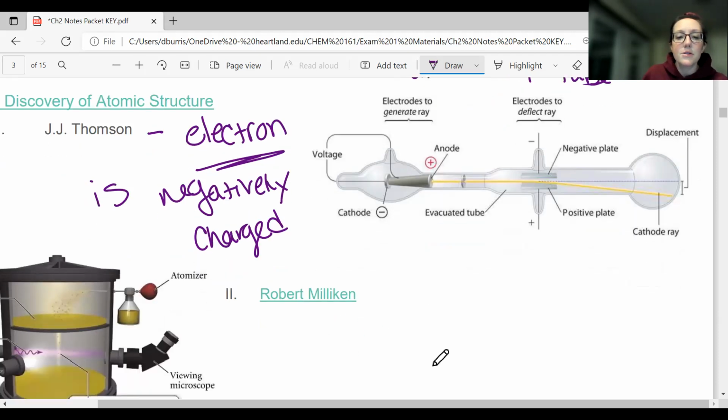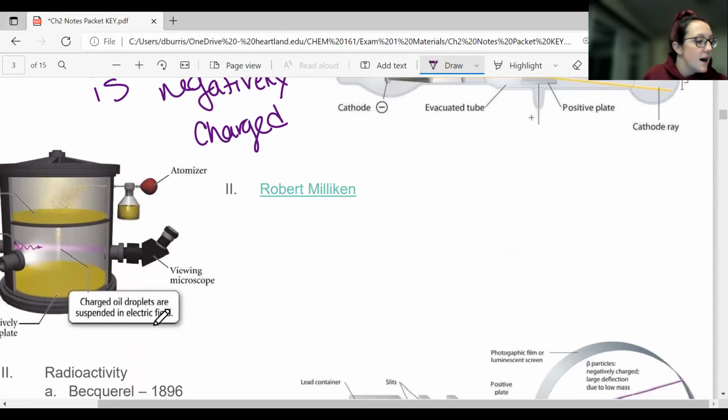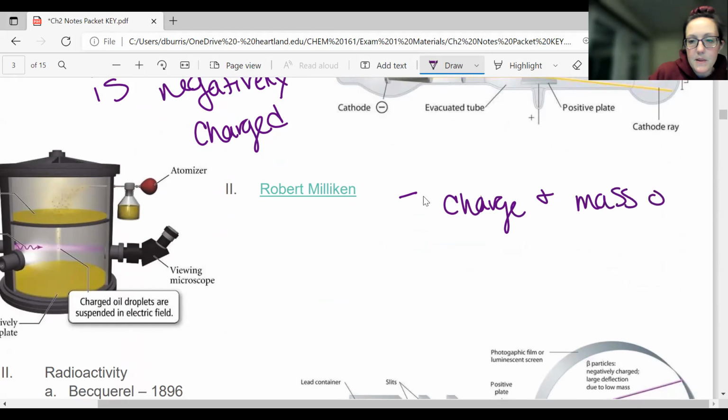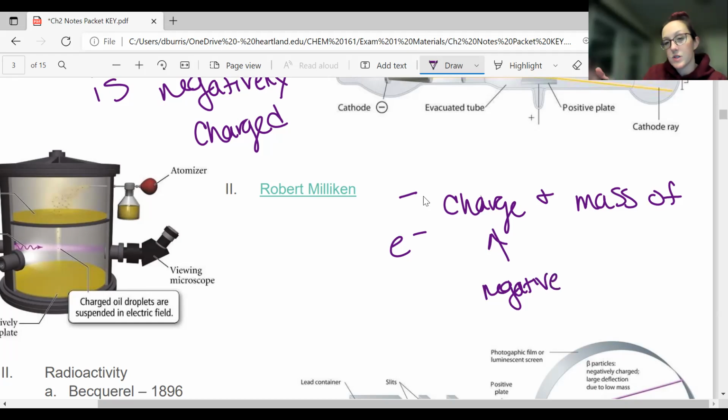Okay. At a similar time, Robert Millikan actually did the oil drop experiment, and he discovered the actual charge and the mass of an electron. This is kind of what that looks like. And I did link a video here. I'm not going to show it on here though. Okay, so he found the charge and mass of the electron. So now we know the charge is negative. He actually found the value of the charge, like it's negative a certain number of coulombs, and that it has a very small mass. But he was able to do that with the oil droplet experiment.